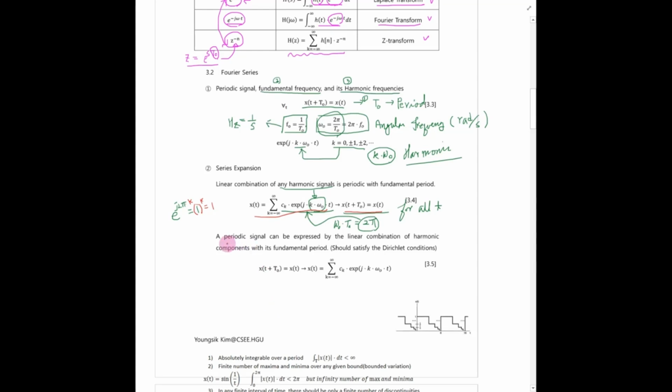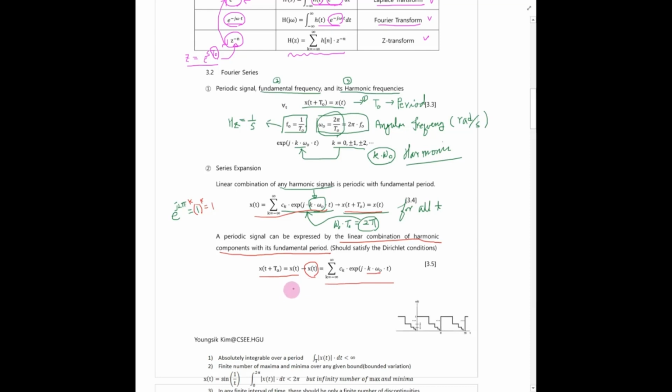Inversely, if a periodic signal exists, then any periodic signal can be expressed by a linear combination of harmonically related complex exponential signals. So this is the Fourier series. If a signal is periodic, then that signal can be expressed by the sum of harmonically related complex exponentials. Okay, this is the Fourier series.